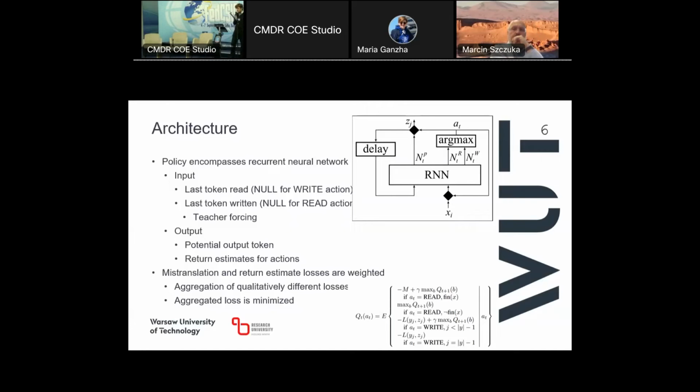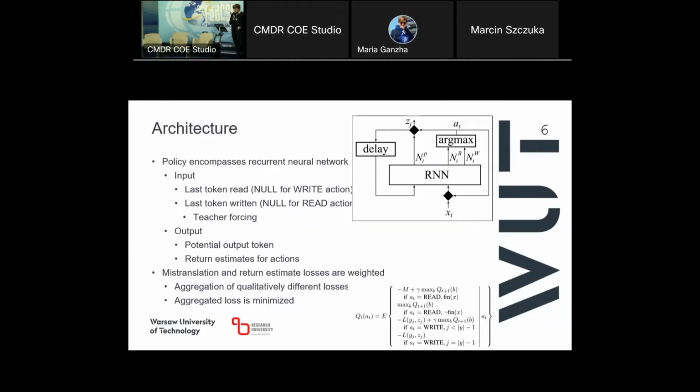The inputs in the image on the right are represented by X, Y, and Z. The output that the policy produces is the potential output token that we may wish to save to the output sequence, and the return estimates for actions that we want to take. This is marked as N_T^P, the potential output token, and N_T^R and N_T^W are return estimates for actions that we wish to take in the next step.